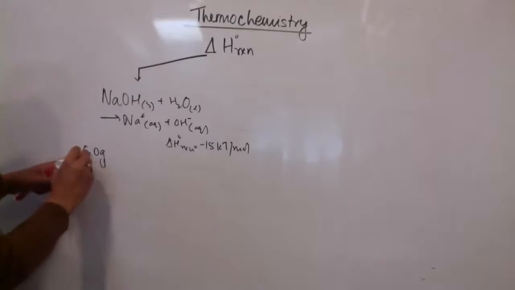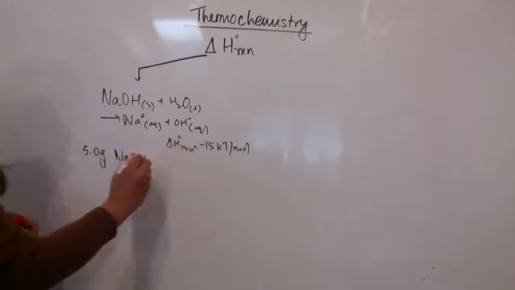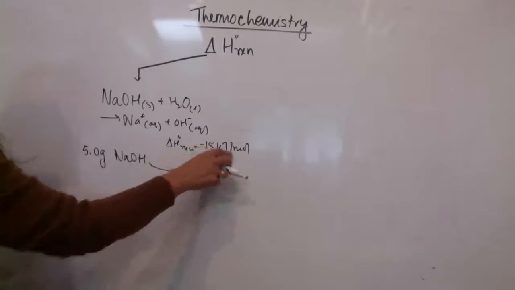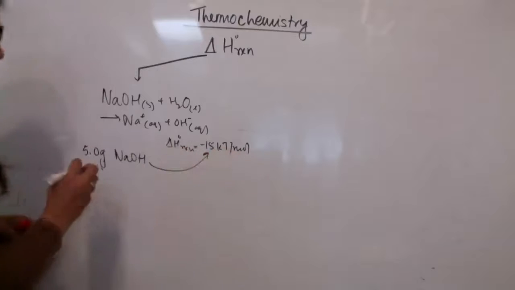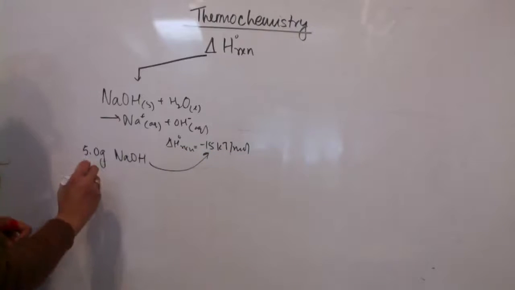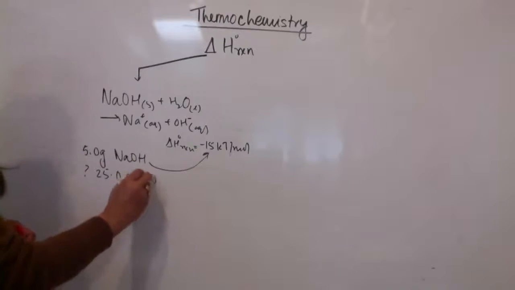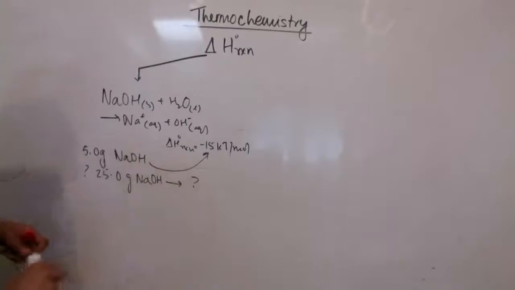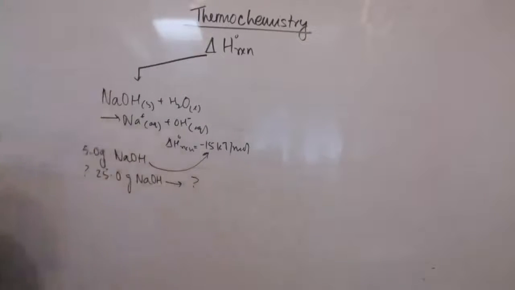They may ask you: 5 grams of NaOH was dissolved in water and it made negative 15 kilojoules per mole heat, per mole reaction heat, right? How much heat will be generated if 25 grams of NaOH were used? Or if they want to get trickier, what they do sometimes is they'll write an equation like that.